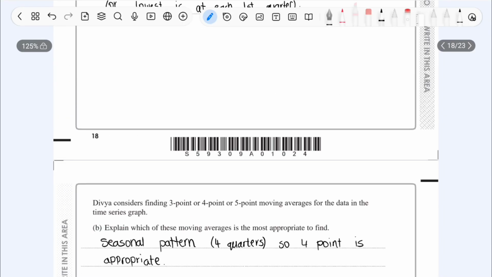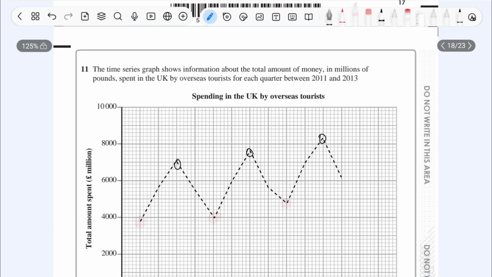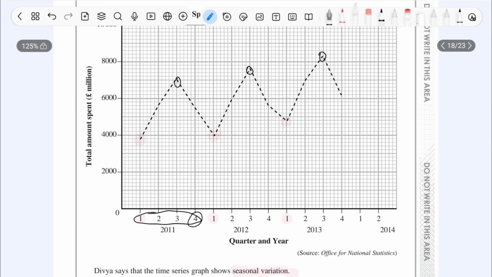So before we actually do the question, I'm just going to give a brief explanation of what the actual process is. The whole point of time series and looking at seasonal variation is that we plot moving averages, and the whole point of moving averages is it tries to smooth fluctuations that are shown by seasonal variation.